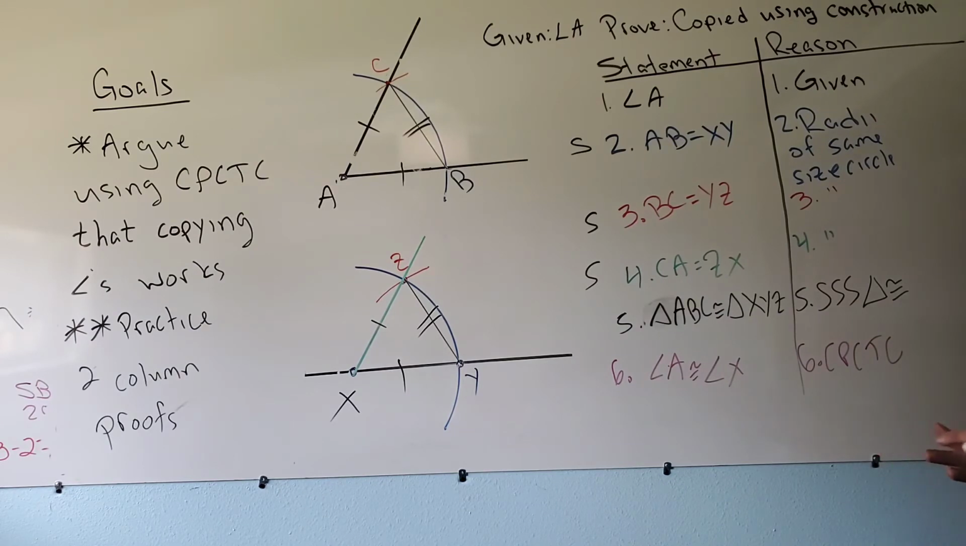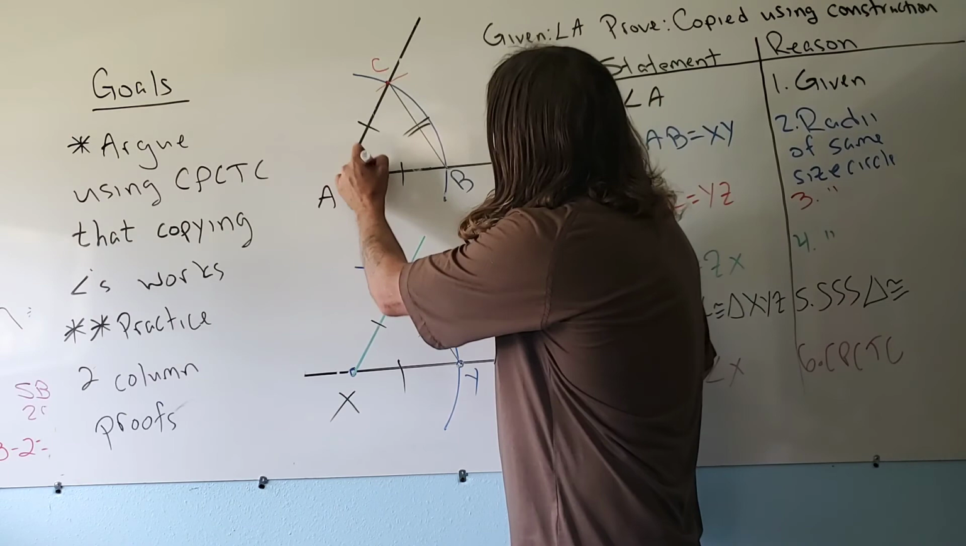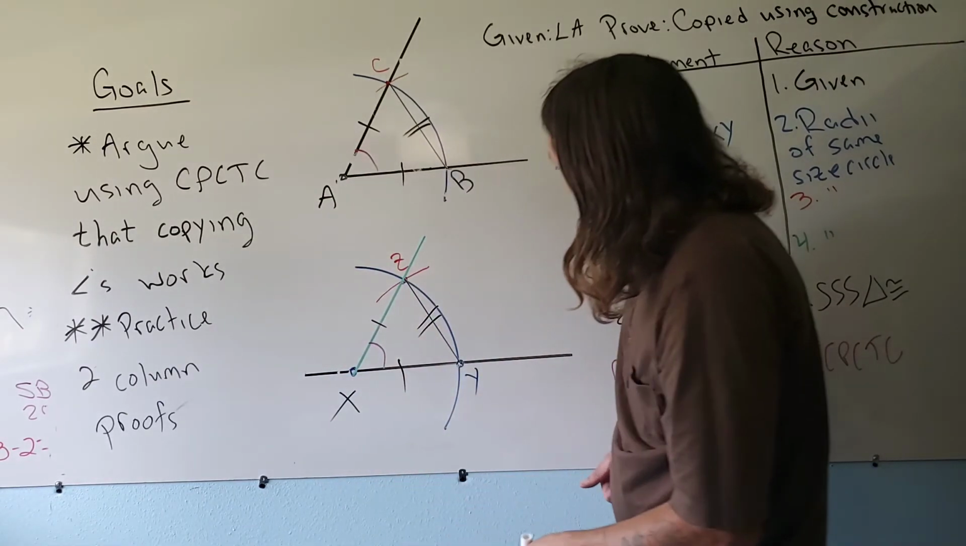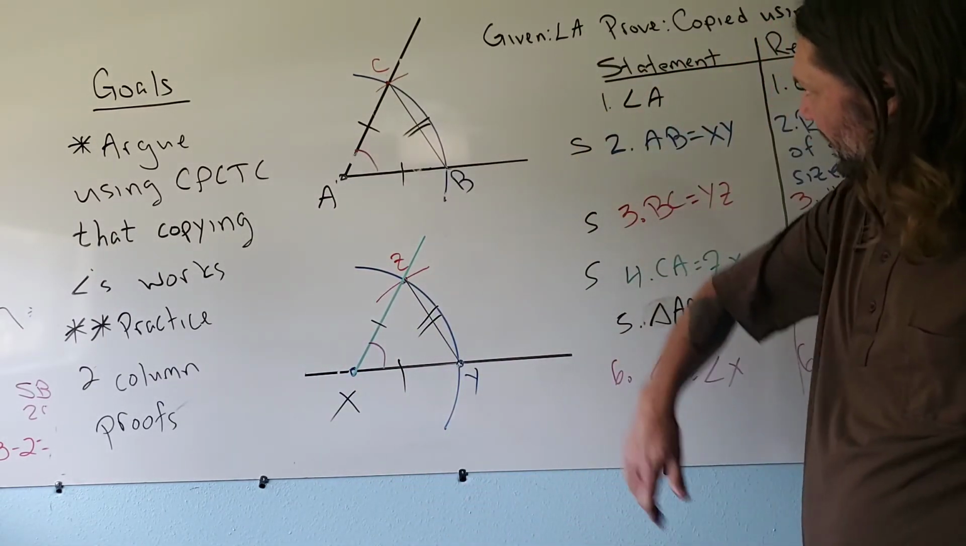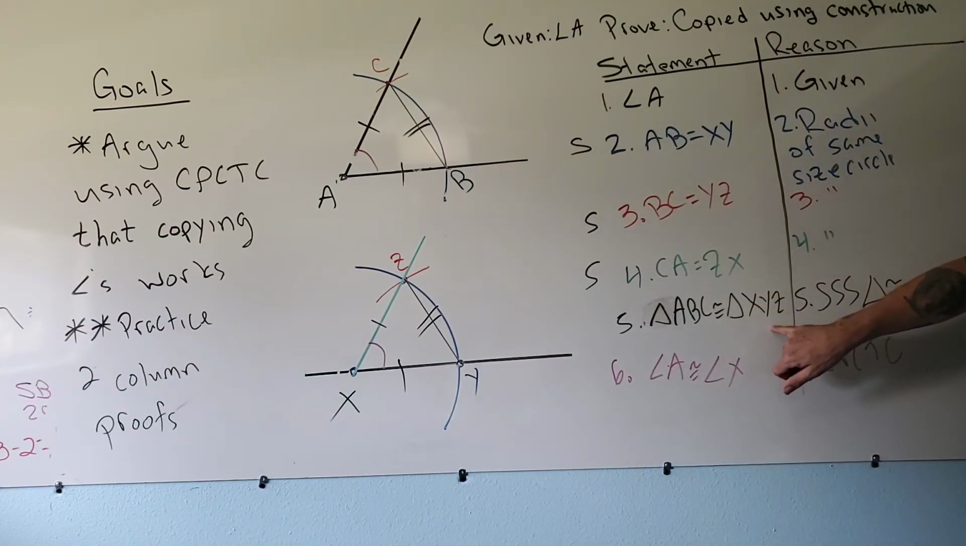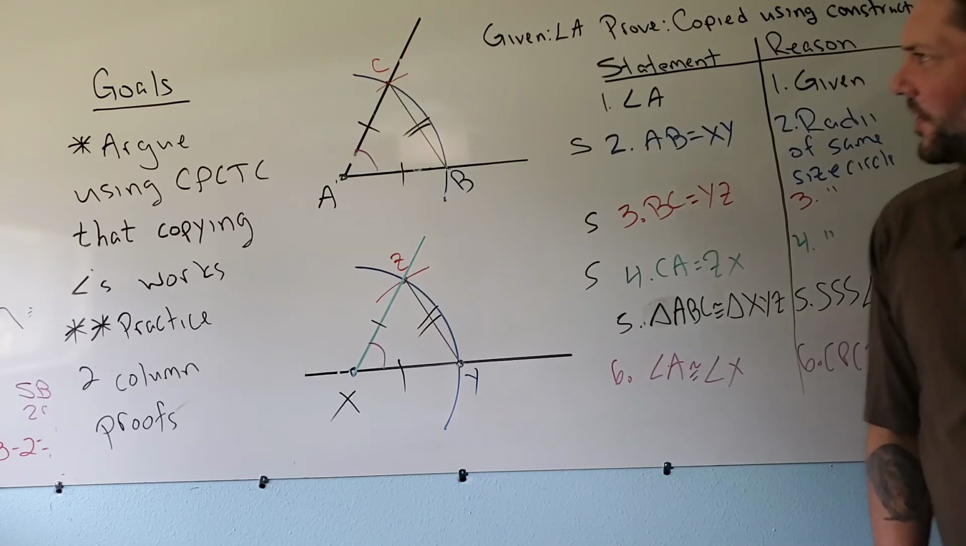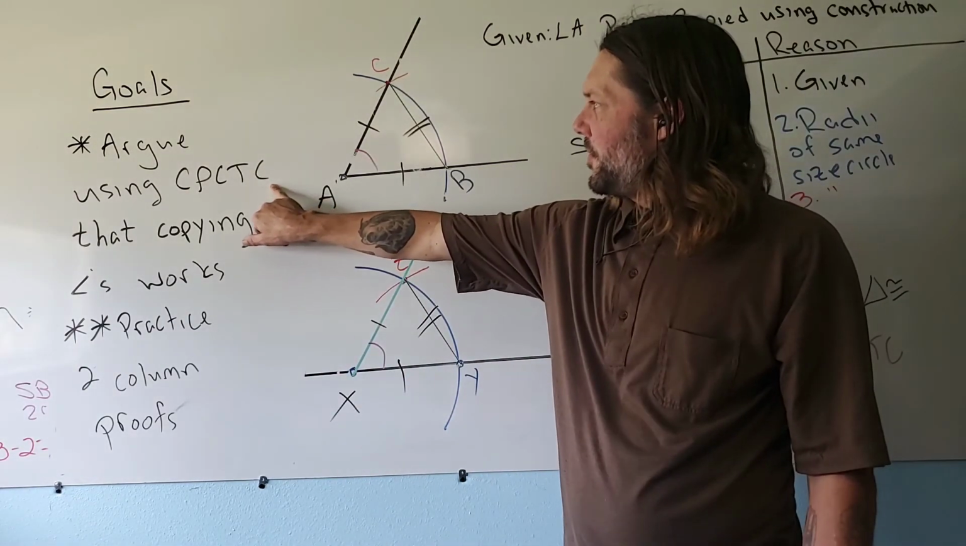And this actually is the end of the proof, because I wanted to argue that I could copy this angle, and I did copy the angle, and I know that I copied the angle because in the process of copying it, I created 2 identical triangles, and I knew that they're identical by the side, side, side congruence criteria.